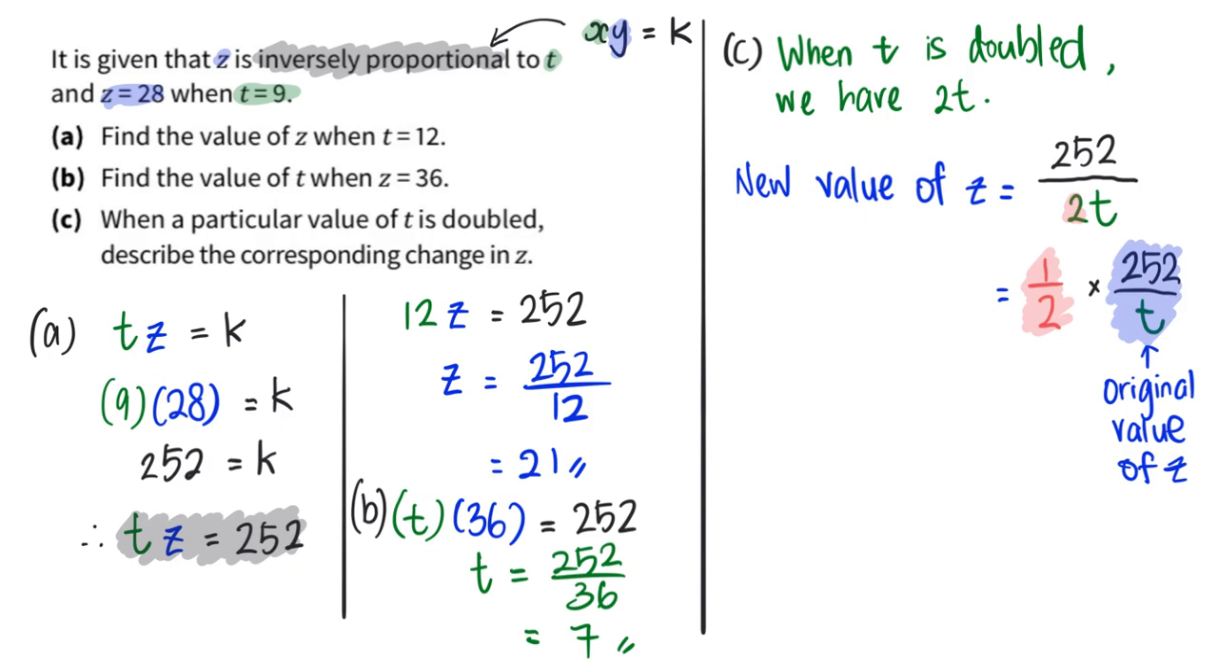Okay, so that will be the final answer. Therefore, the new value of Z will always be equal to half of the original value of Z. With that, we have come to the end of this question, and let's move on to the next question.